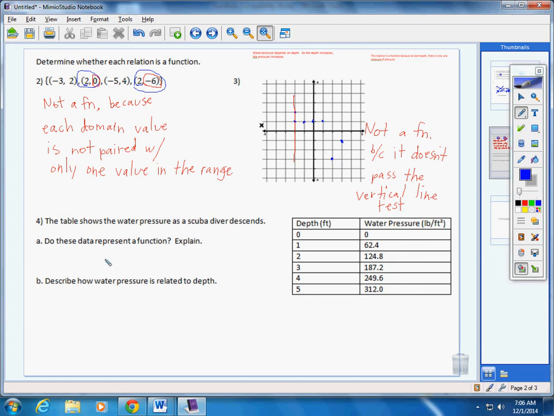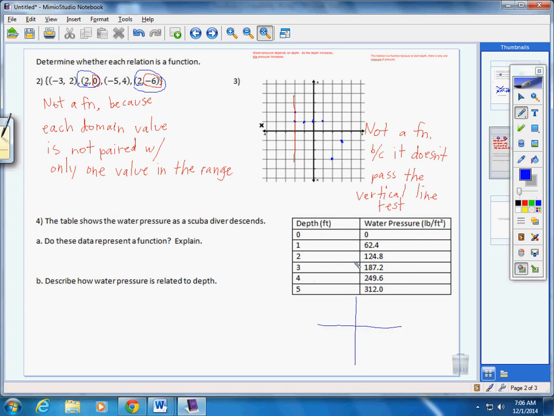Number 4. It says the table shows the water pressure as a scuba diver descends. That means dives deeper into the water. It says, do these data represent a function? Please explain. If you think you know what you're doing, pause me for a minute and think about this one on your own. Well, we can look at this in several different ways. If you don't like seeing this as a table, you can graph these points.